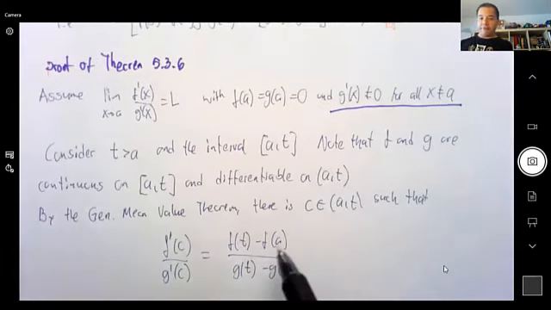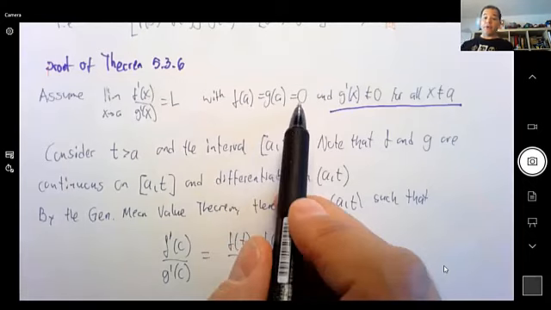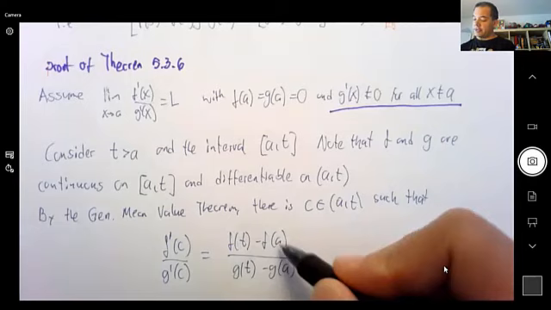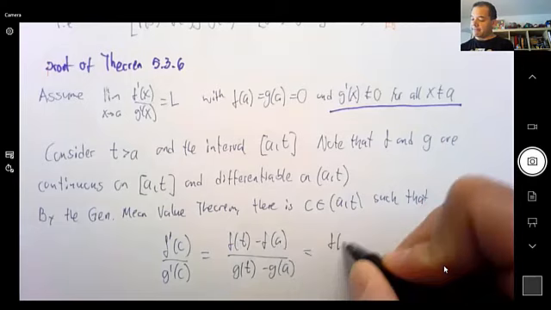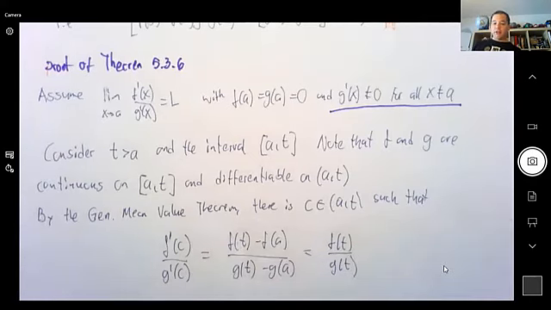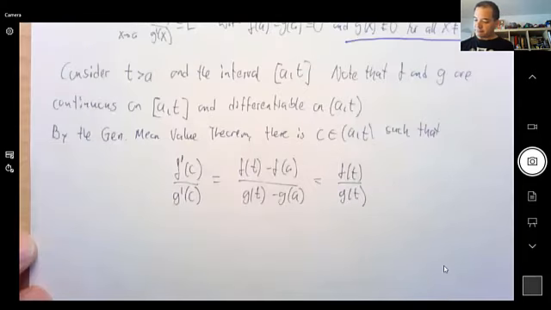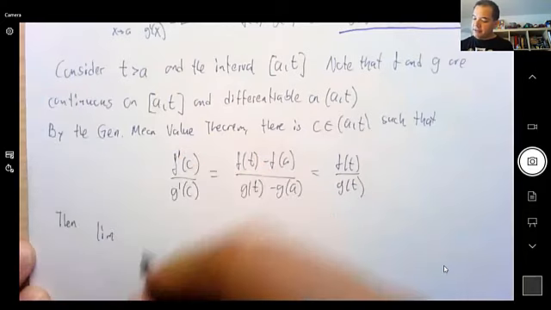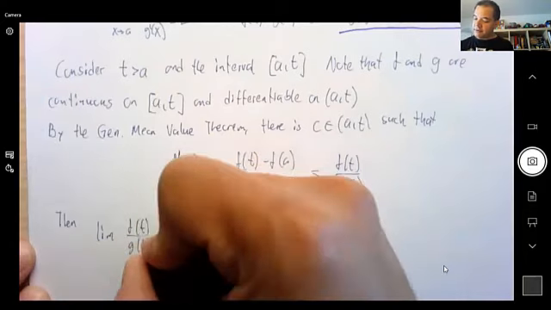Well, we know that f of a equals g of a equals zero. So we're doing the case zero over zero. So these two numbers are zero. So this is really f of t over g of t. And that's awesome because now I can use this to figure out the limit, because that's what we wanted in the first place, right? So what's going to be the limit when t approaches a? So then the limit of f of t over g of t when t approaches a.